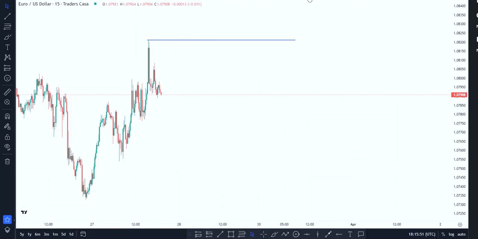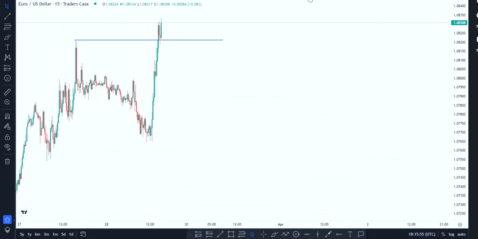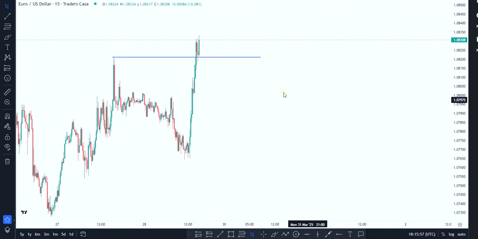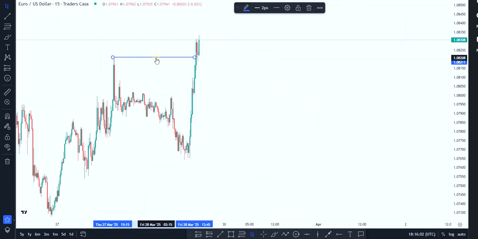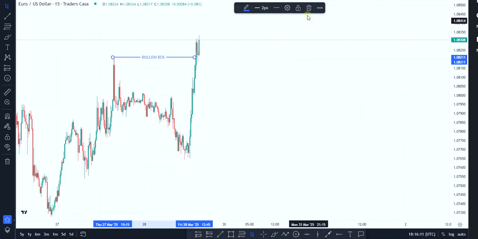So let's see how it goes. And you know, we've broken the high. That means we are in an uptrend, right? We have a bullish break of structure. Now let's clearly identify our recent highs and lows.